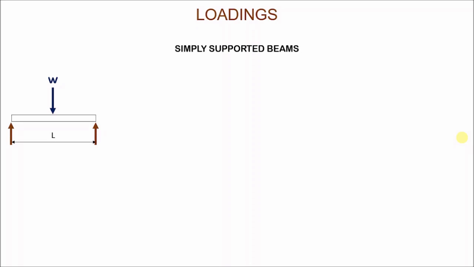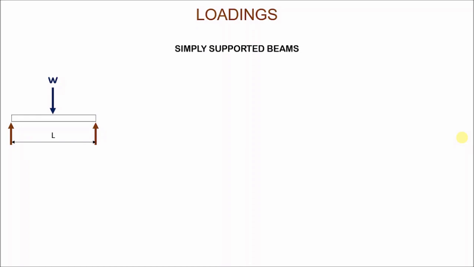The next type of loadings is on simply supported beams. And the first case we're going to look at is when you have a simply supported beam with a point load acting at the middle of the beam. First, to distinguish between a cantilever beam and a simply supported beam, a cantilever beam is a beam that is planted maybe in a wall, okay? It is completely fixed on one end and free on the other.